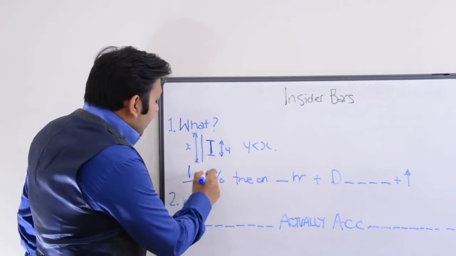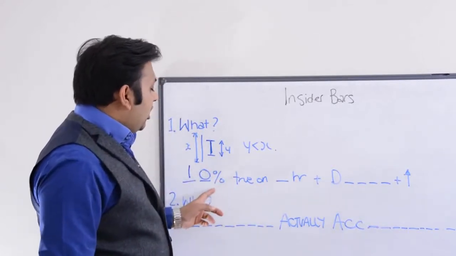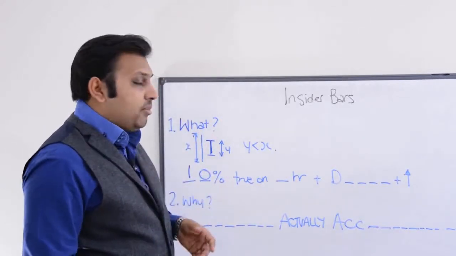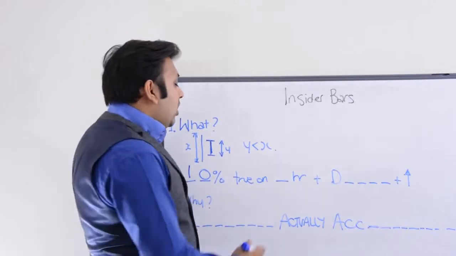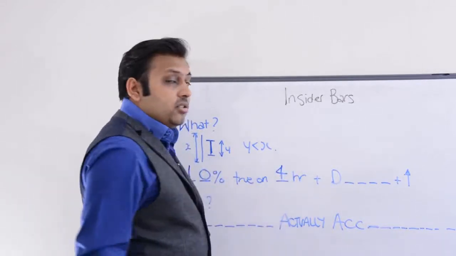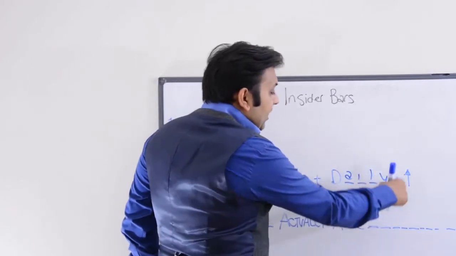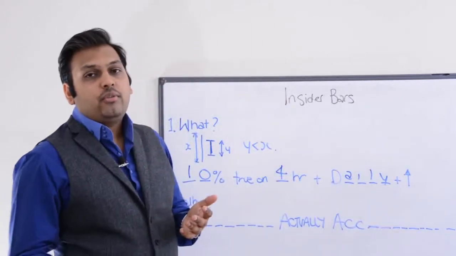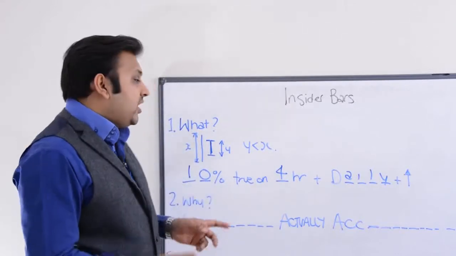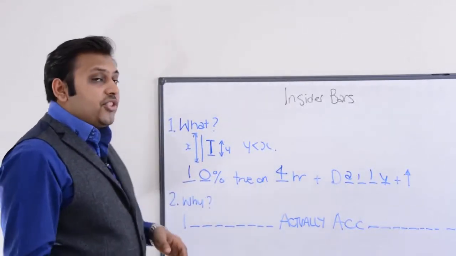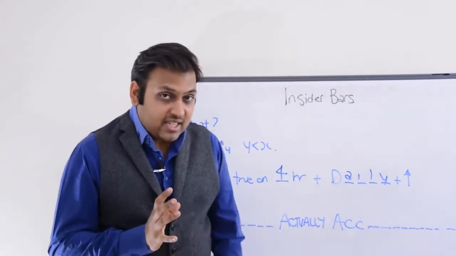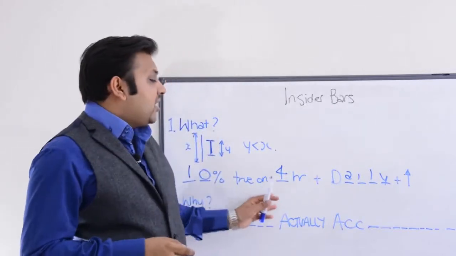So there is a 10% chance of an insider bar setting up, and that is true on a 4-hour time frame and a daily time frame and above. If you look at a weekly chart, for example, or even a monthly chart, you will see that the occurrences of insider bars are 10%. And that is true basically on the 4-hour and above.